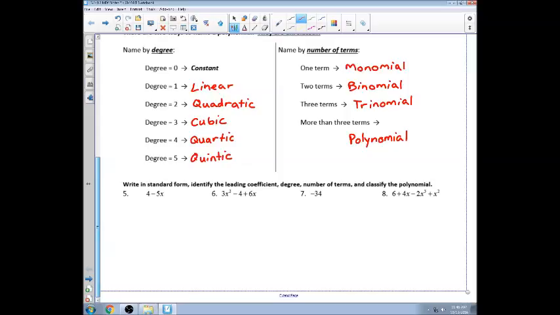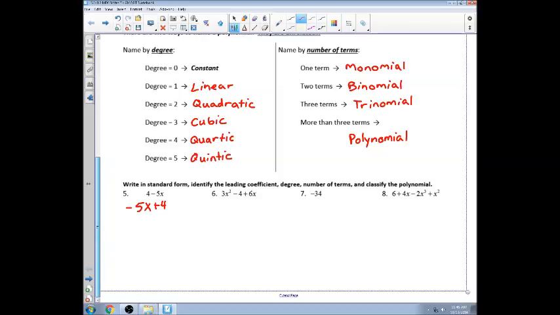So here we got to write it in standard form. We want to make sure that our largest exponent goes first. That means that if I have a variable and I don't have a variable, like problem 5 where I have 4 minus 5x, the variable would always come first. So I'd have negative 5x plus 4. The signs that are in front of each term will stay with the term.